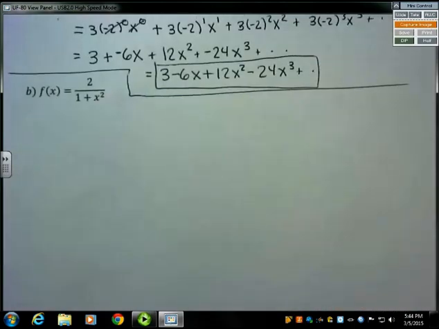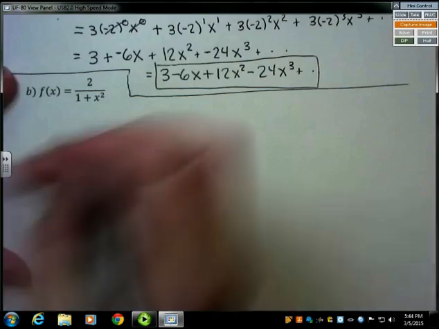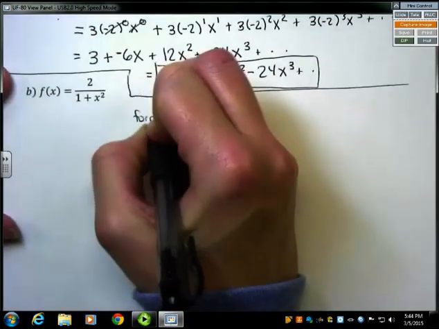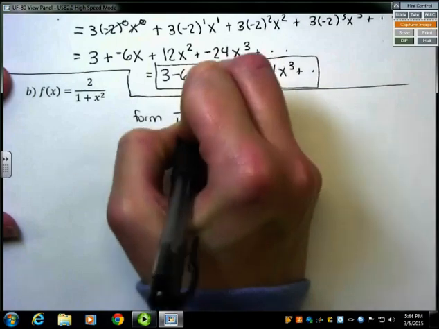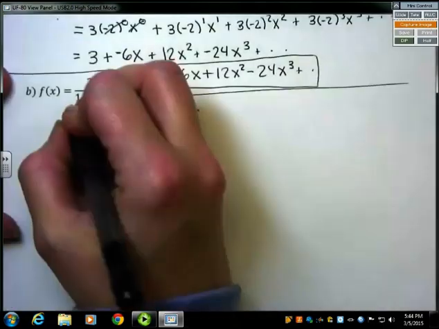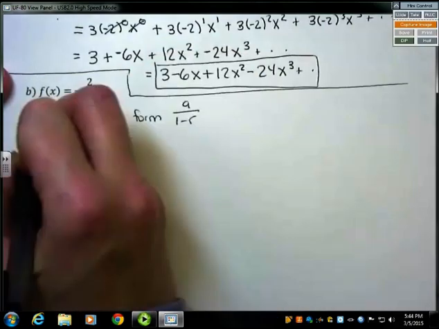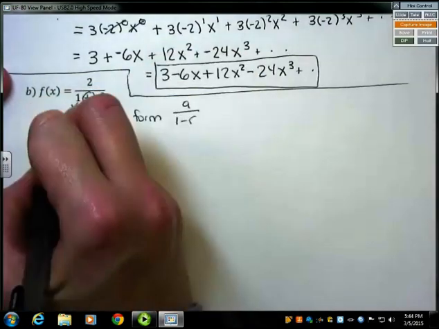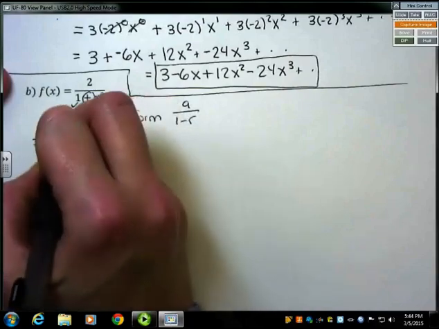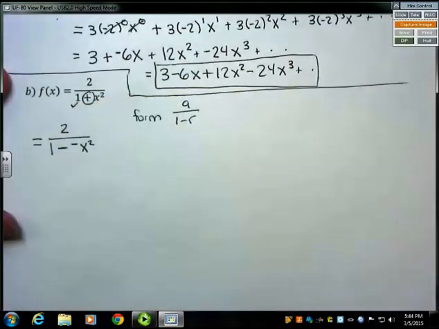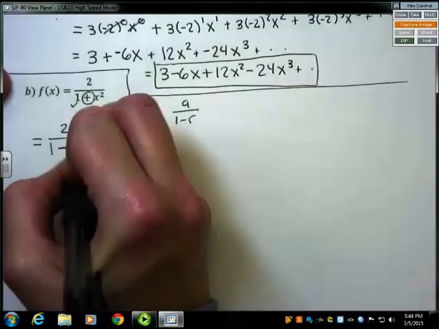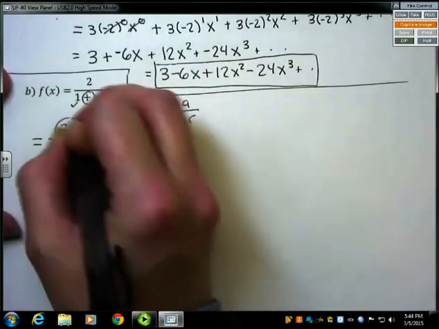Part B. Now my function is 2 divided by 1 plus x squared. I'm wanting to take this and write it as a power series. I want to expand it for the first 4 terms. I'm already thinking about that form, a over 1 minus r. Again, in my denominator, I already have the 1 that I need, but this is a plus, so I want to rewrite that plus as a minus. So I have 1, the plus can be written as minus a negative x squared. The part that I'm subtracting from the 1 is my r. The numerator is my a.